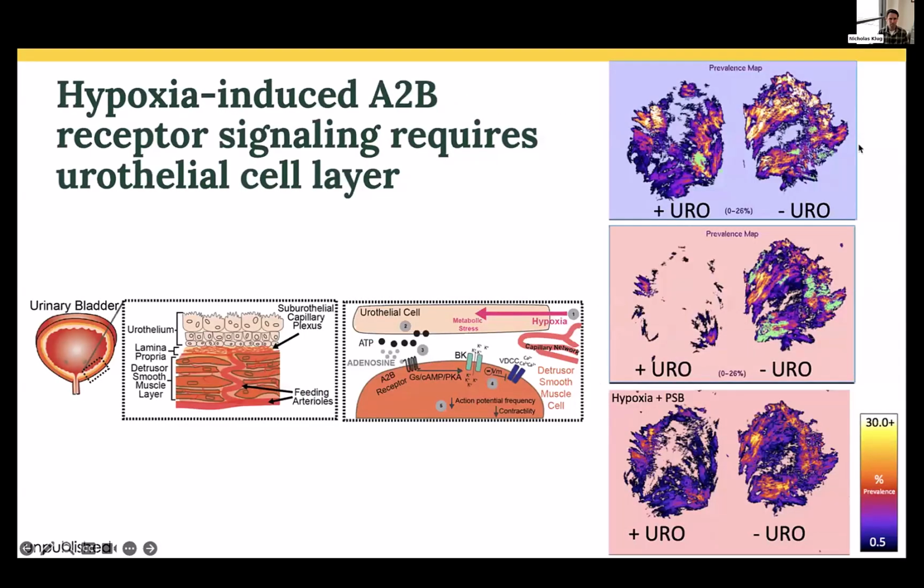And this is a bit summarized here. This is early days for this work, but we really think that the urothelial cell layer is playing a key role in sensing oxygen levels and other substrate availability within the bladder, and signaling to the detrusor smooth muscle cell layer accordingly. So here you see only when you have the urothelium intact, you have this loss of robust calcium activity, or this intrinsic smooth muscle cell activity within the bladder. If we block the A2B receptor with this drug, PSB603, we see that the hypoxia effect is also blocked, both with and without the urothelium.